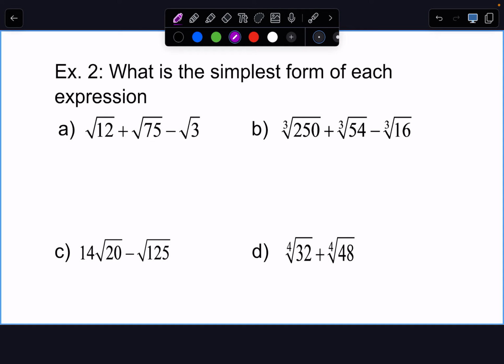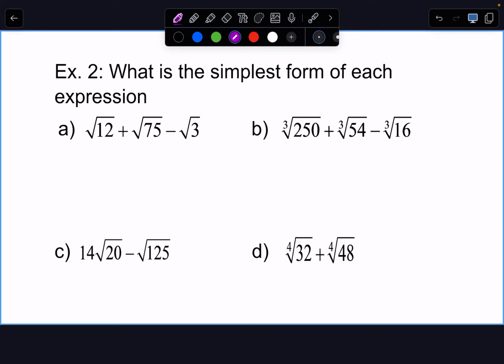One of my students said, these are super awesome, you can't do any of these. And I laughed because you first have to determine if they're like radicals or not. Well, first they all have the same index. But you have to make them have the same base. They have the same index, but do they have the same radicand right now? No.